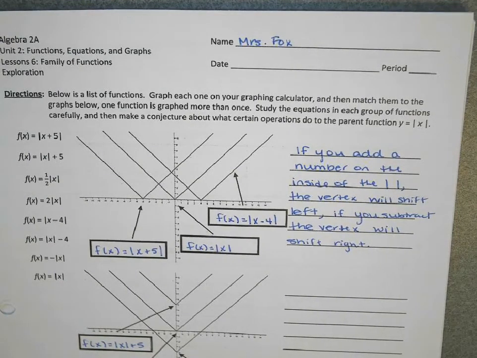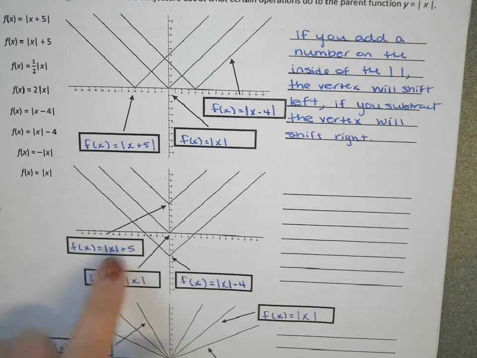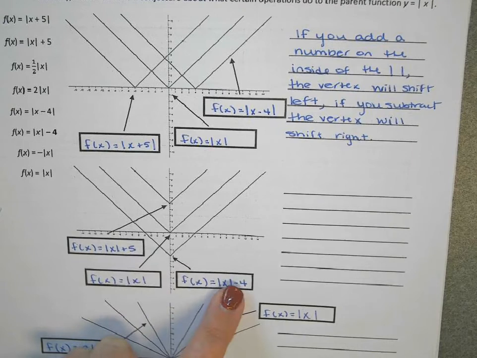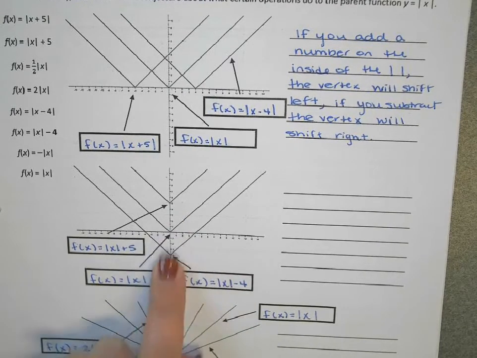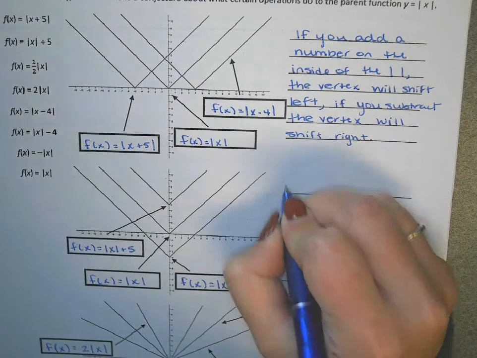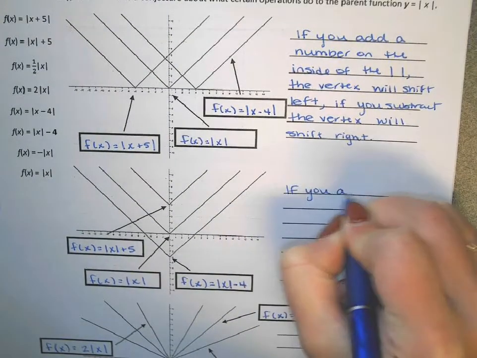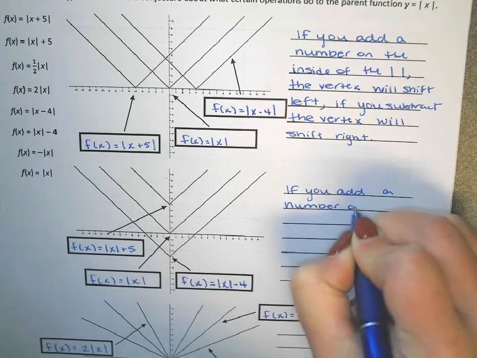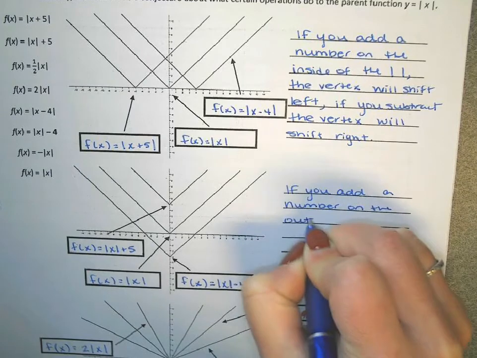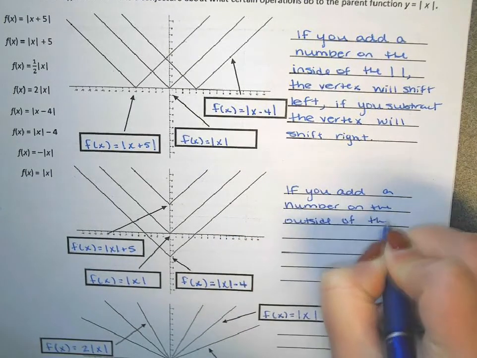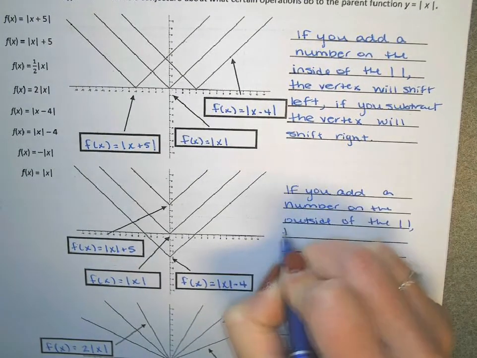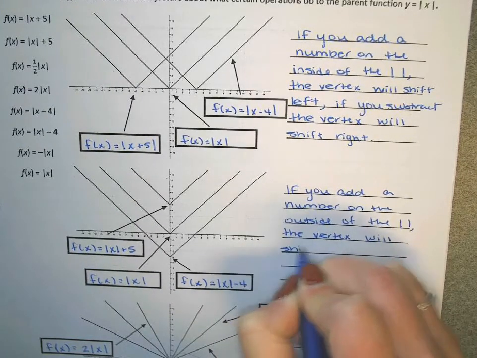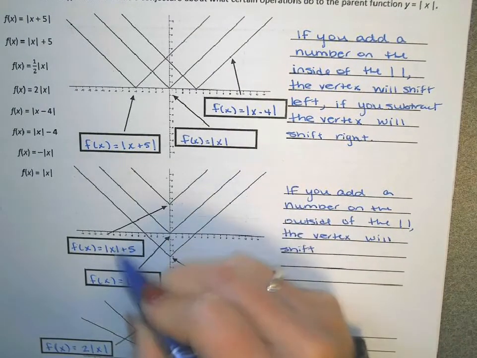Now, in the next one, in this middle one, you're either adding a number or subtracting a number, but these ones are on the outside. How does that affect it differently? These ones, the vertex is shifting either up or down. So if you add a number on the outside of the absolute value bars, the vertex will shift. So when we add it, it went up.